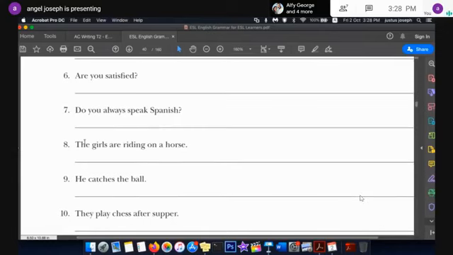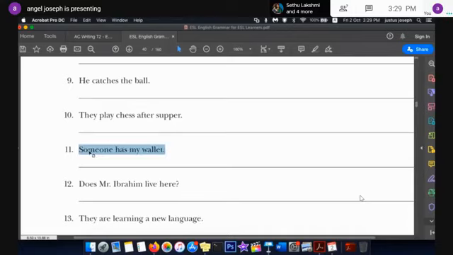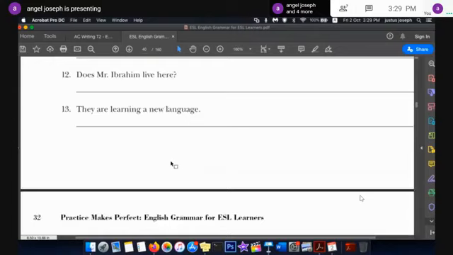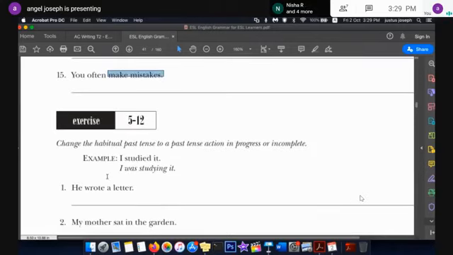The girls are riding on a horse. The girls were riding on a horse. Someone has my wallet. Someone had my wallet. Okay, good. You often make mistakes. You often made mistakes. Okay, good. And let's move on to the next exercise.